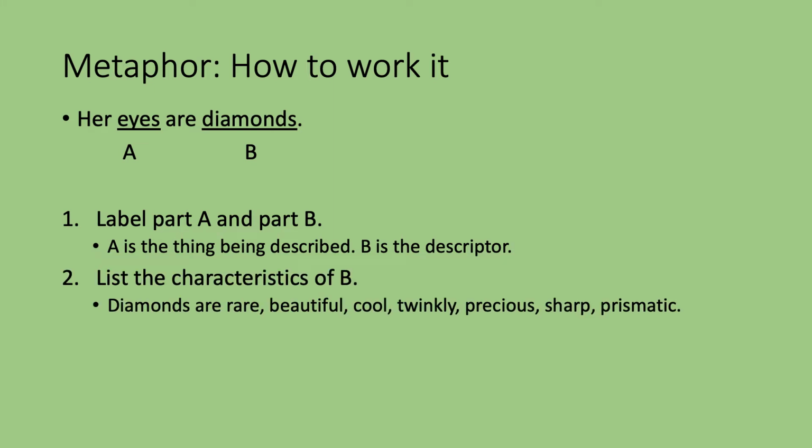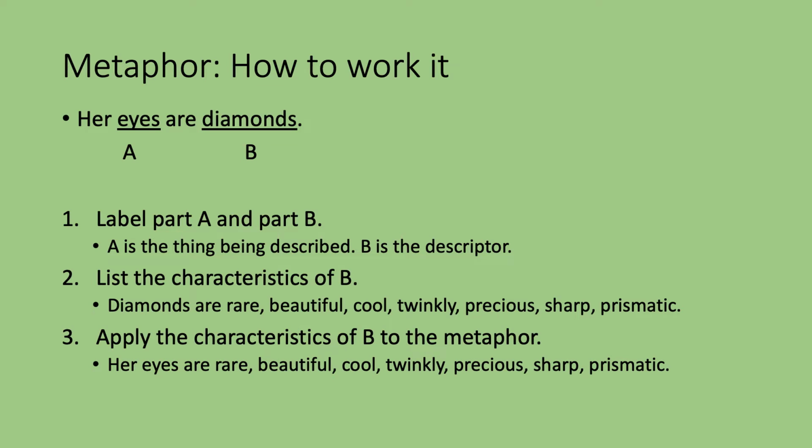Next, we list the characteristics of B. Here, we write down what occurs to us. You cannot be wrong here. The idea is to honestly reflect on what you think about when you think of diamonds and write down those ideas. I thought of diamonds are rare, beautiful, cool, twinkly, precious, sharp, prismatic. It's just what occurred to me when I thought about diamonds.